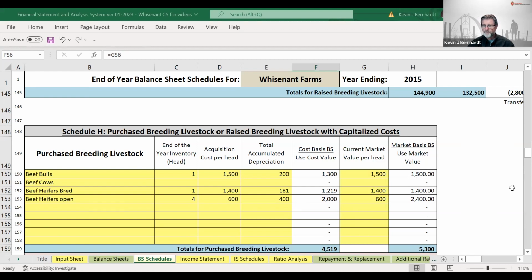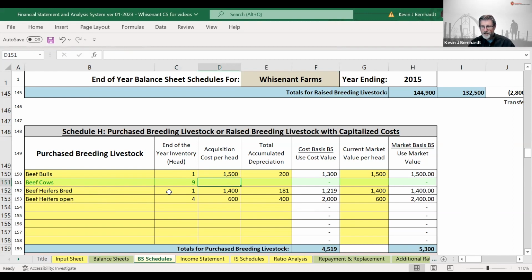For Wisnet Farms, when we look at purchase breeding livestock, they have a small little beef herd here. They have a beef bull, just one, as you can see. They have a bred heifer. They have some open heifers and so forth. And you can see the information that's tied to those. The one that we'll fill in is for the beef cows. They do have some beef cows. They have 9 head of beef cows, so we'll fill that piece of information in.